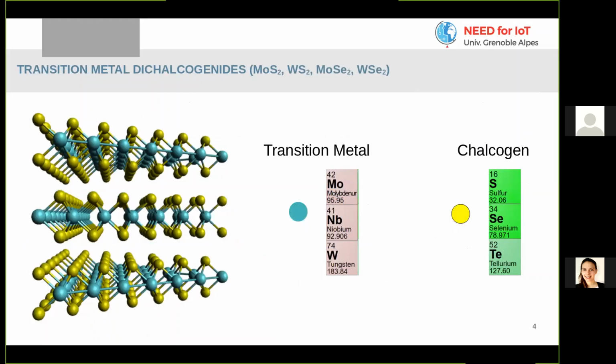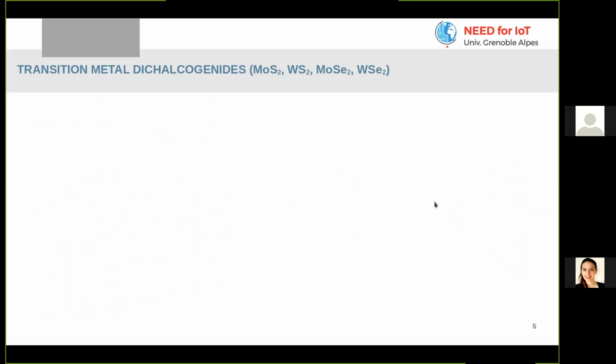The TMDCs, the transition metal dichalcogenides that I'm concerned with, are MoS2, WS2, MoSe2, and WSe2. They also crystallize in this layer structure, where the layers are coupled to one another by van der Waals forces. But here the molecule is a little bit different: you have a transition metal that binds with two chalcogens, making it a three-atom molecule. Other than that, in terms of structure, it's similar to graphene.